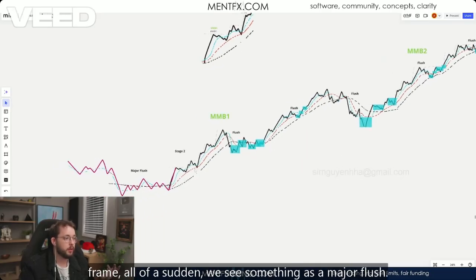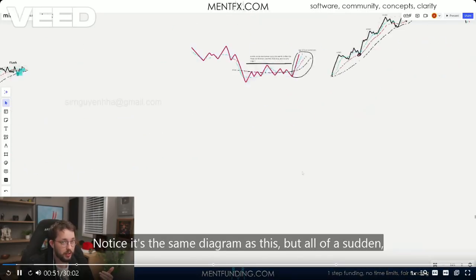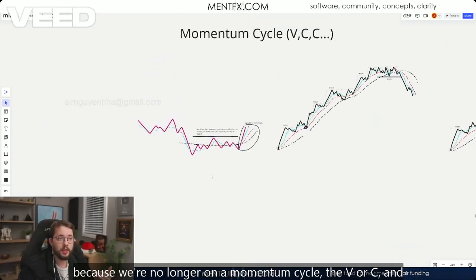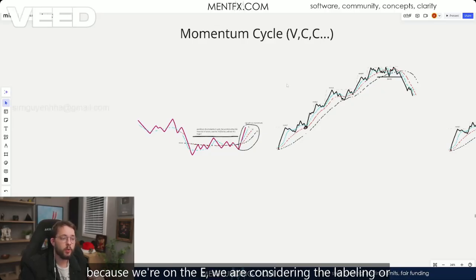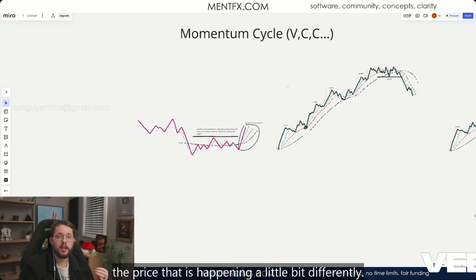On this time frame, all of a sudden, we see something as a major flush. Notice that there's no crazy labels or anything inside of there for the accumulation MB. Notice it's the same price. Notice it's the same diagram as this, but all of a sudden, because we're no longer on a momentum cycle, the V or C, and because we're on the E, we are considering the labeling or the price that is happening a little bit differently.